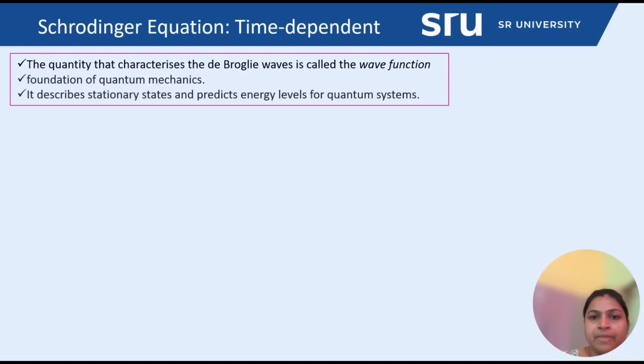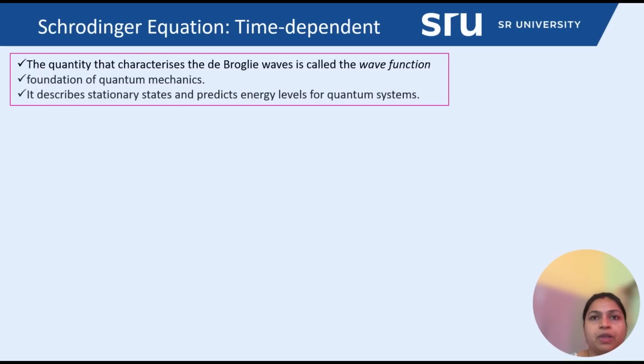So now we will move on to the Schrodinger equation, and here we will be discussing the time dependent Schrodinger equation. Basically, the quantity that characterizes the de Broglie wavelength is called the wave function, and it is the main foundation of quantum mechanics, we know, and it also describes the stationary states and predicts energy levels of quantum systems.